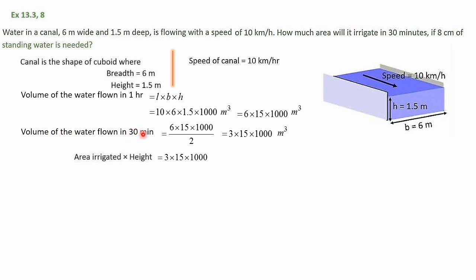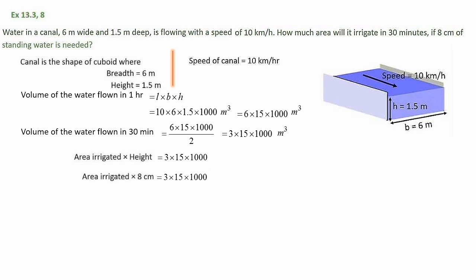For the volume of three-dimensional shapes, there is a formula, base area into height. So that formula we are using. This volume of water only we are going to use in irrigation purpose. So volume of water flown in 30 minutes is 3 into 15 into 1000. And the left side we will change using the volume formula, area into height. Base area into height means area to be irrigated into height is equal to 3 into 15 into 1000.